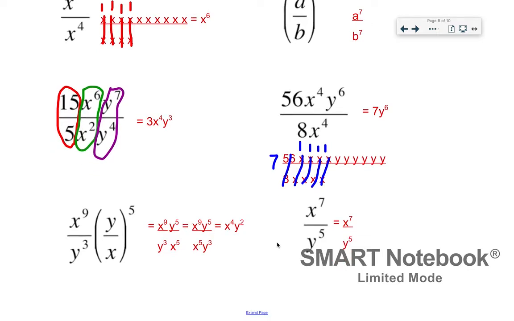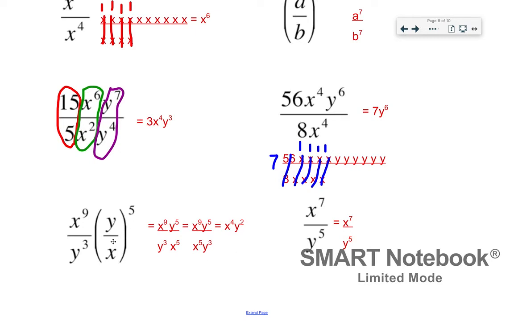All right, and then I have the bottom two here. Notice here that the answer is the same as the original problem. I had 7 x's across the top, 5 y's across the top. Well, x and y don't divide, so it's really just the same thing it was when I started.